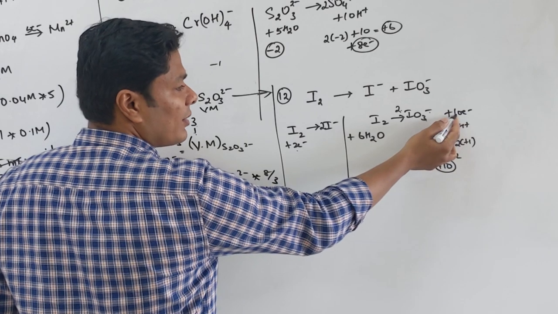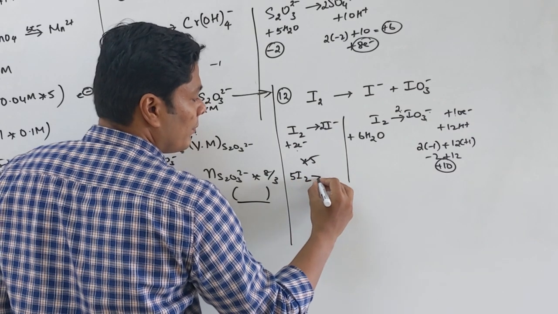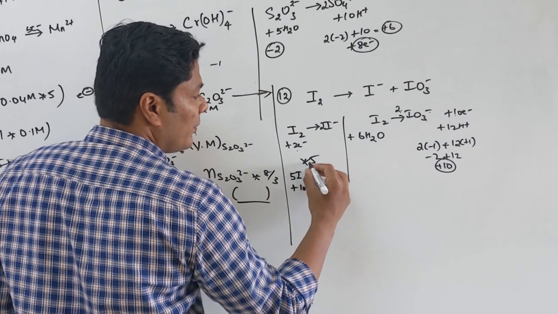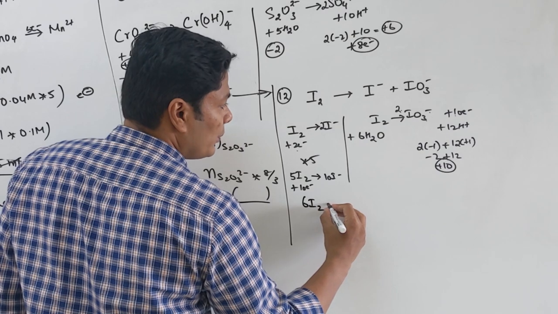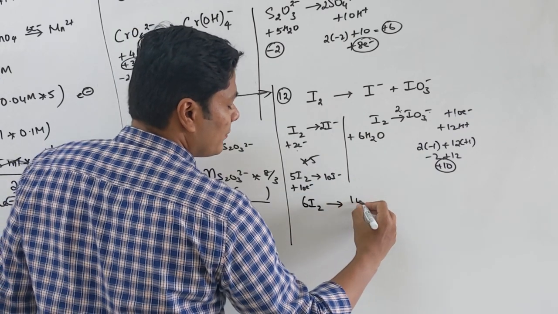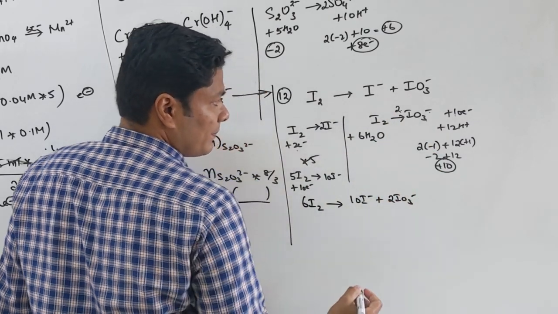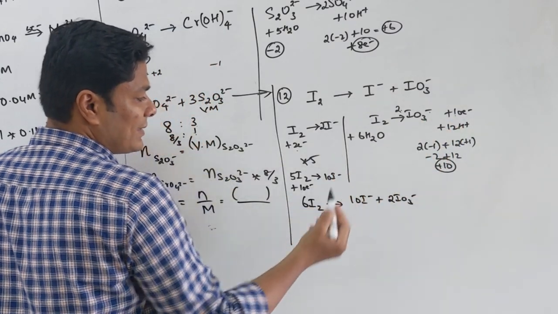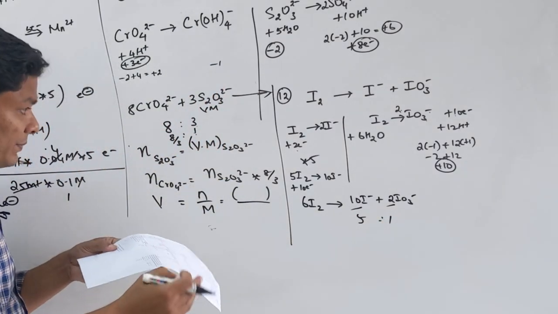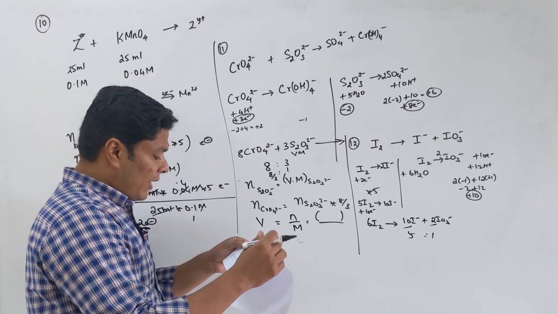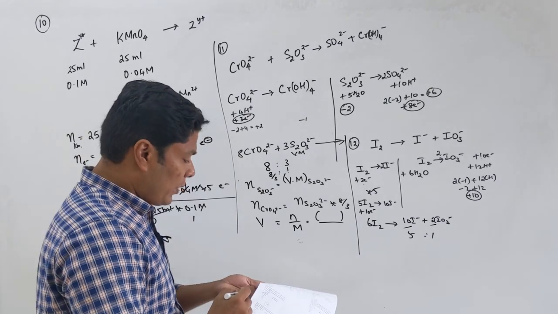This is a 2 electron process, this is a 10 electron process, so I have to multiply this by 5. So what I get is 5I2 plus 10 electrons gives you 10I minus. Now I add these two reactions, 5I2 plus I2 is 6I2 gives you 10 iodide plus 2 IO3 minus, plus 10 electrons cancels out. So this is what I have. So I have a ratio of 10 is to 2 or 5 is to 1. What they have given you is they are asking you the ratio of iodate to iodide. Iodate to iodide is 1 is to 5. Option is alpha.